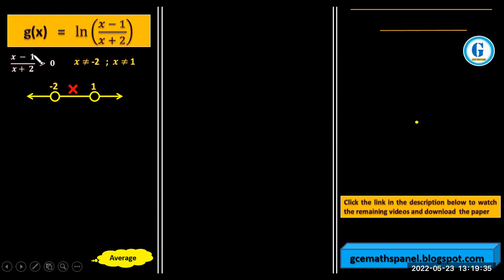0 minus 1 is negative 1, and 0 plus 2 is plus 2. So negative divided by positive is negative, and a negative number is not greater than 0. So this region between negative 2 and plus 1 does not satisfy this inequality. However, if we take any number less than negative 2, for example negative 3, negative 3 minus 1 is negative 4, over negative 3 plus 2, which is negative 1. Negative 4 over negative 1 is positive. So this region satisfies, as well as any number greater than 1. Therefore, the domain of definition is the set of all real numbers from negative infinity to negative 2, from below, and from positive 1, from above, to positive infinity.